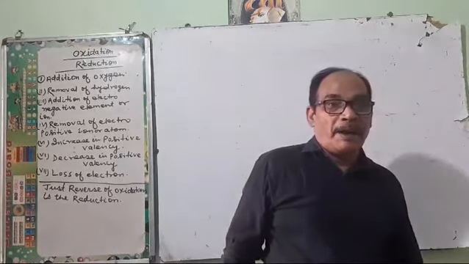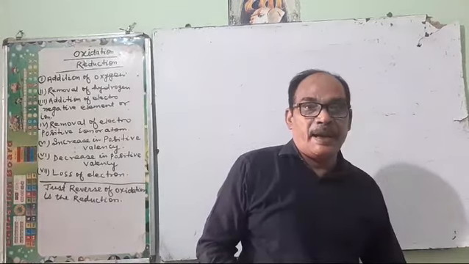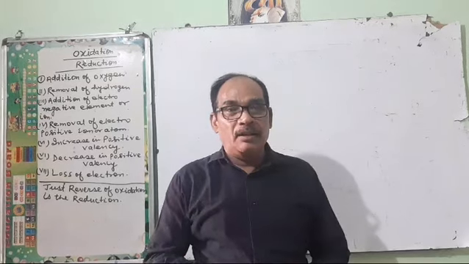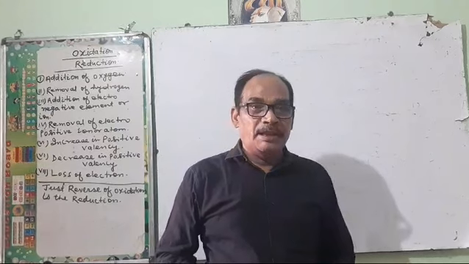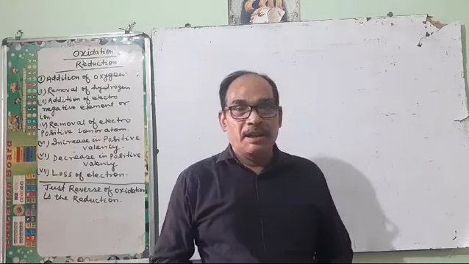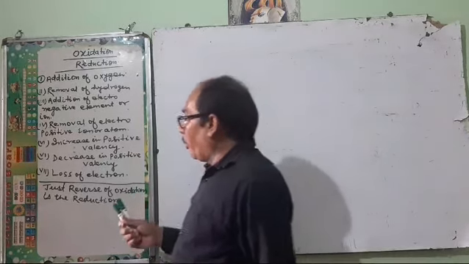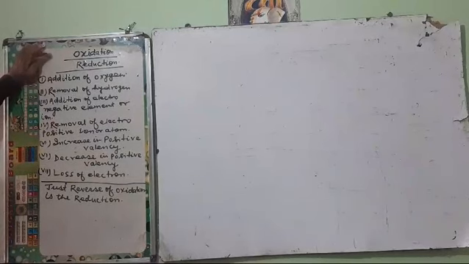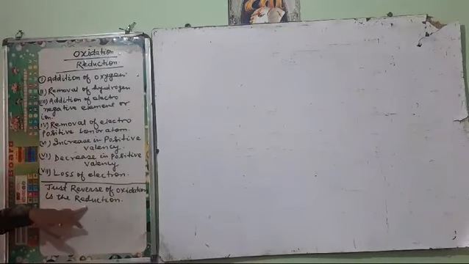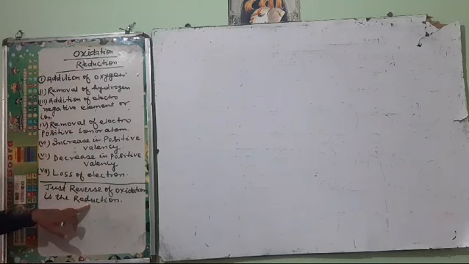If we know about the 7 steps, then easily we can find out the substance oxidized, the substance reduced, the oxidizing agent and the reducing agent. So first of all, if we know about oxidation, then we know about reduction, because just the reverse of oxidation is reduction.